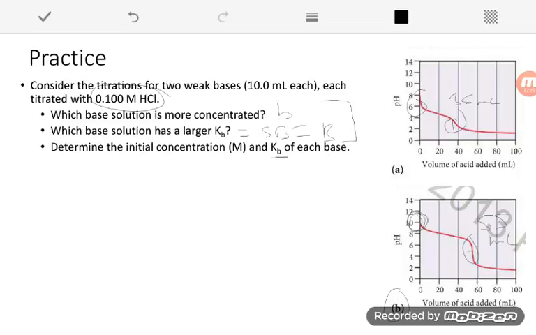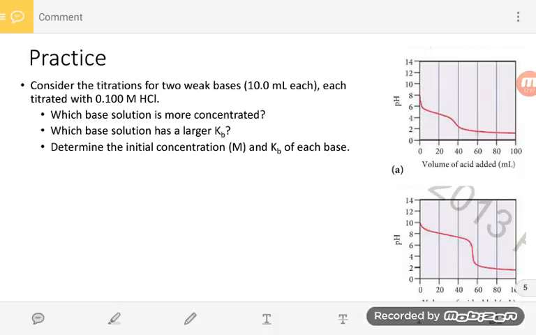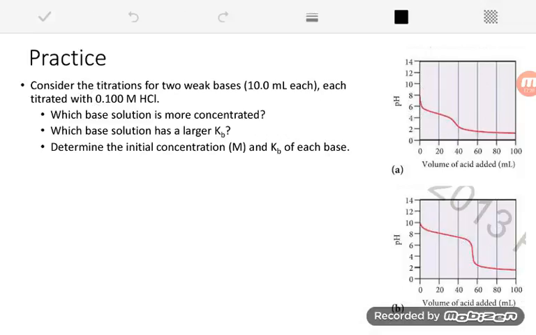For the larger Kb, or the stronger base, you look at your initial starting pH. Now let's determine the initial concentration and Kb. So let's start with A. So Kb, we already know how to do that. So we look at the equivalence point, which again was right around 35 milliliters. So the half equivalence point would maybe be right around there, about 17 milliliters.